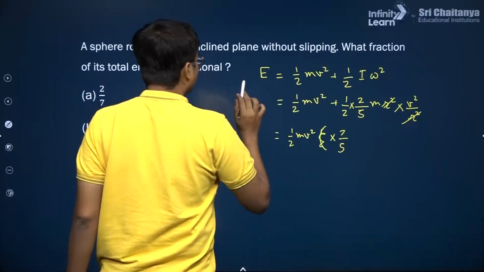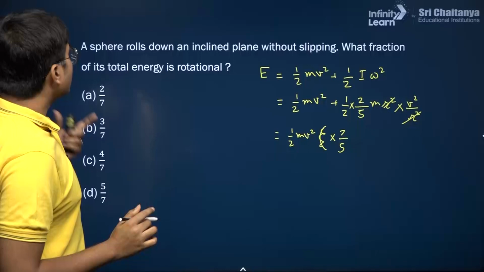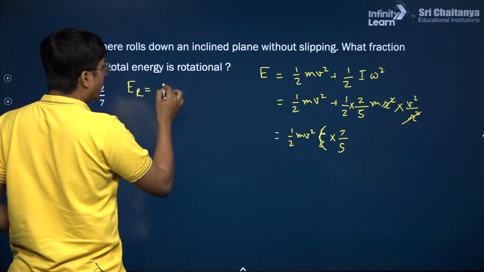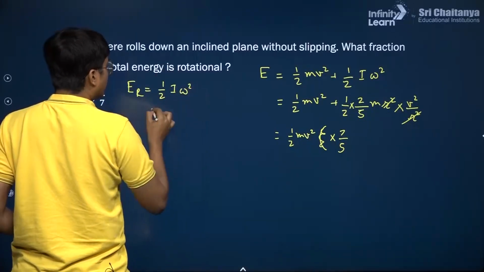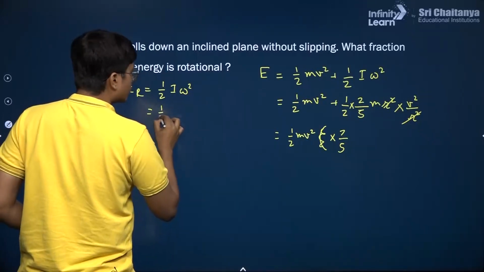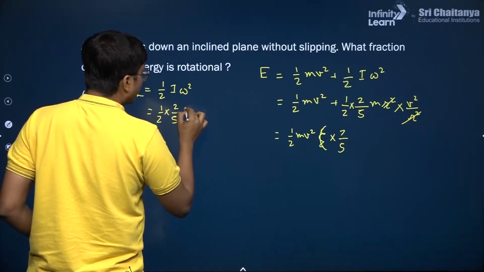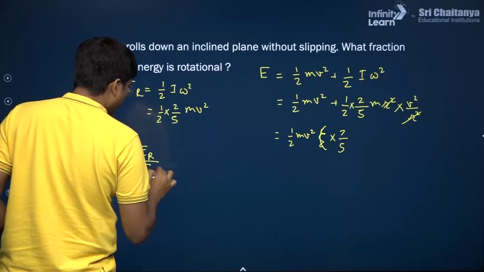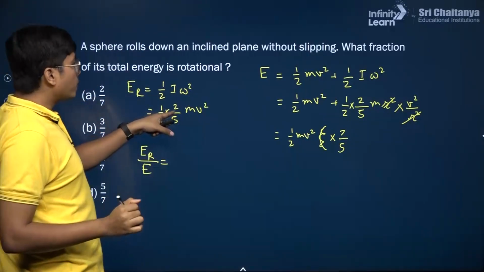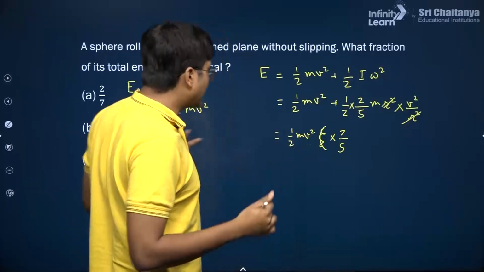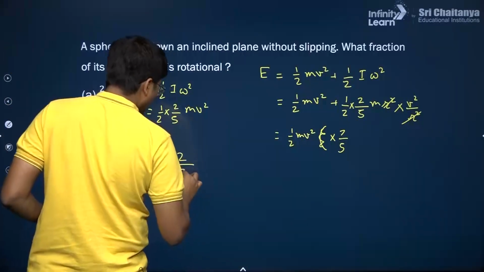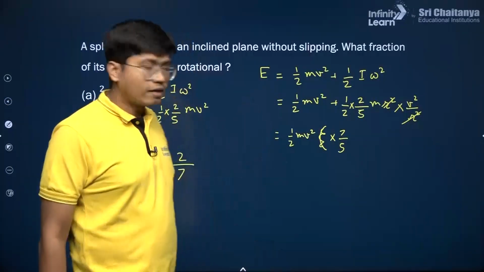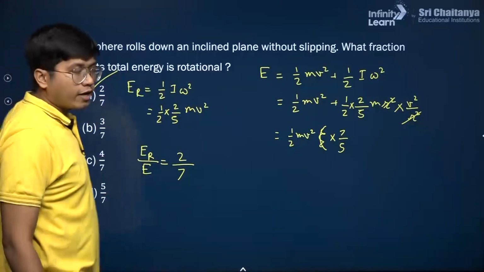This is the total energy. What do I need? I need the fraction of its total energy that is rotational. What is the rotational energy? Rotational energy is just half I omega square, which we saw was equal to half into 2 by 5 mv square. So ER by E, the fraction, is just half mv square into 2 by 5 divided by half mv square into 7 by 5. The 5's will cancel, half mv squares will cancel, you will just have 2 by 7 remaining. So the correct answer is option A, 2 by 7.